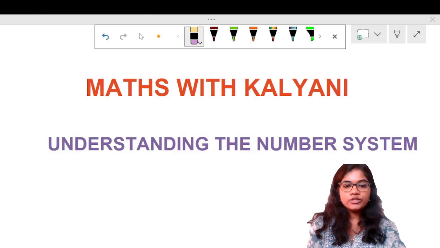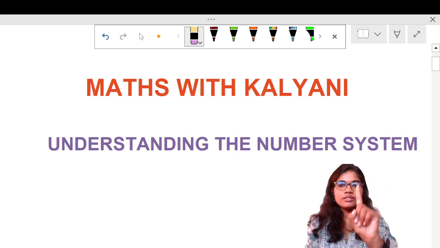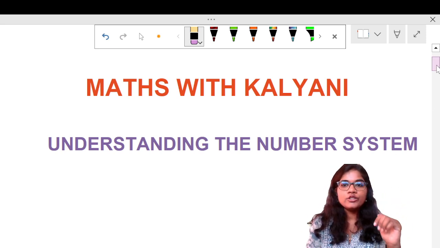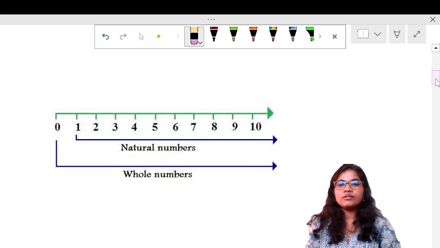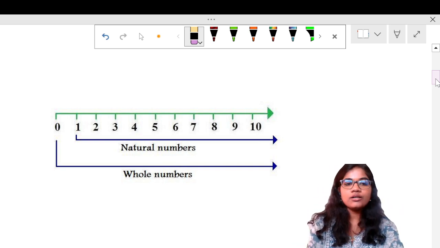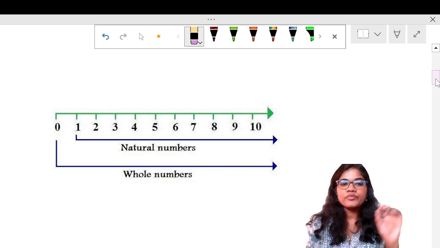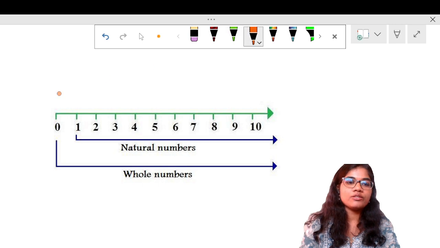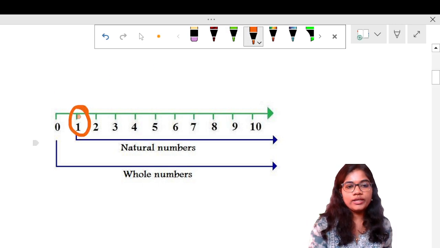Okay, guys. So we are starting with the natural numbers. Can you count this? Yes. One, two, three, four, five. Right? So that's it. The numbers we can count are called natural numbers. And as you can see here, natural numbers begin with one only.